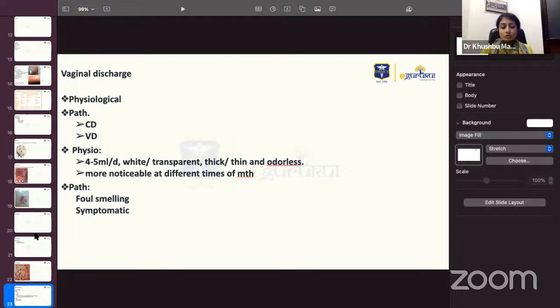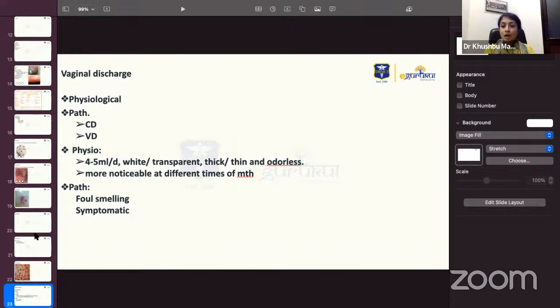Next, coming to vaginal discharges. When we talk about vaginal discharges, a lot of questions are asked again. Sometimes they ask you what is the most common cause of vaginal discharge, and you try to look for VV and you mark that. So remember, the most common cause of vaginal discharge is physiological. If there is an option of physiological, always mark physiological discharge.